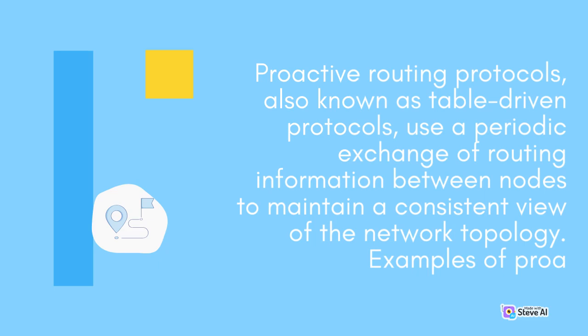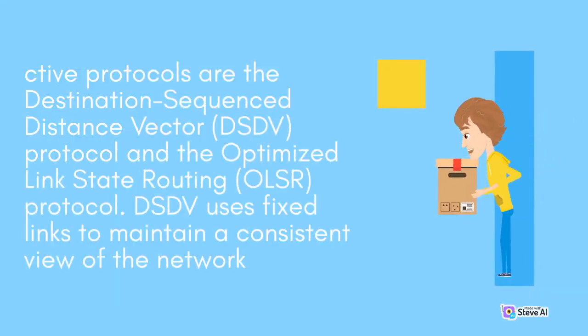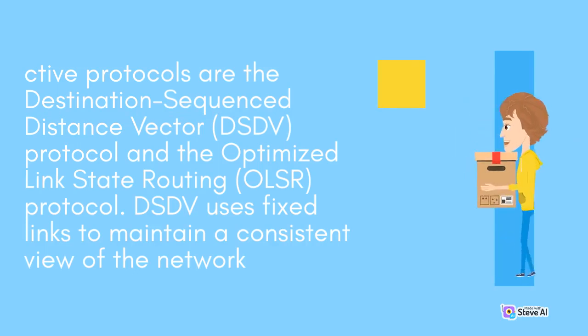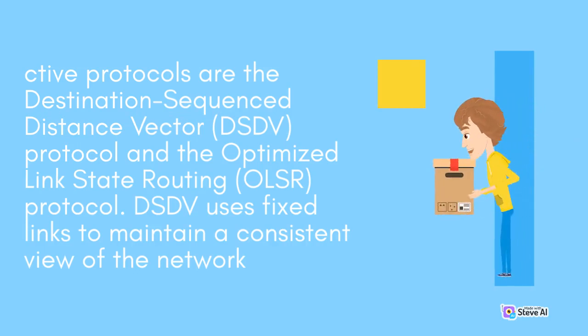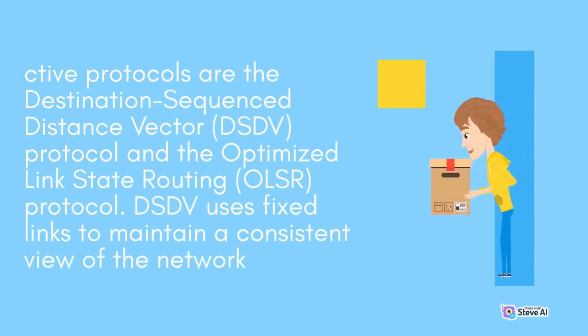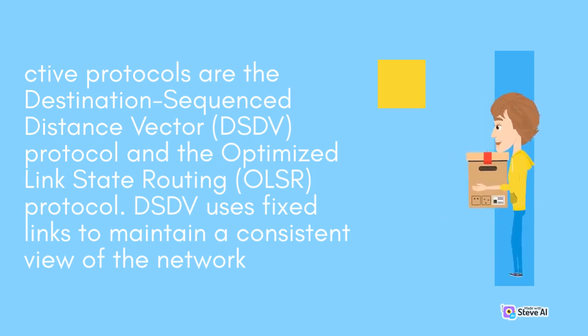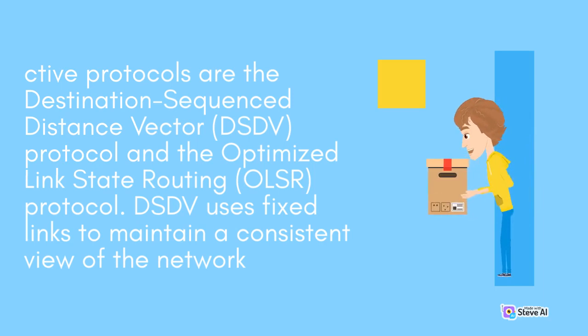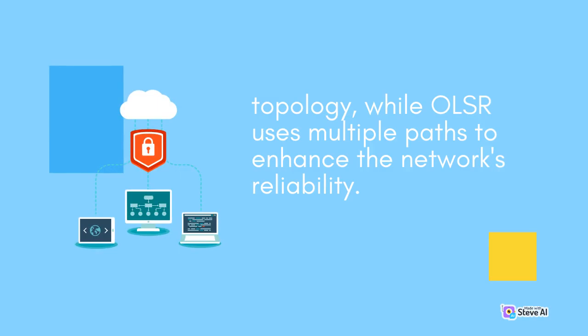Examples of proactive protocols are the Destination Sequenced Distance Vector (DSDV) protocol and the Optimized Link State Routing (OLSR) protocol. DSDV uses fixed links to maintain a consistent view of the network topology, while OLSR uses multiple paths to enhance the network's reliability.